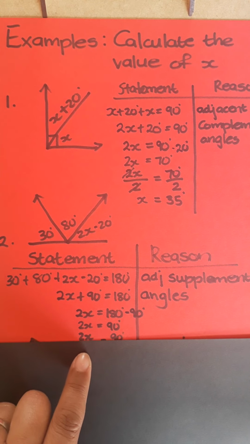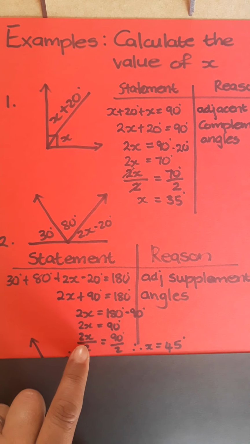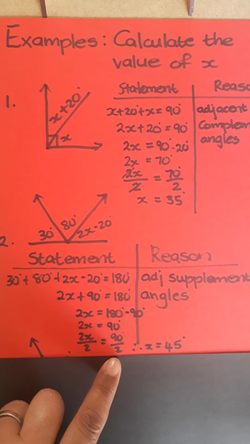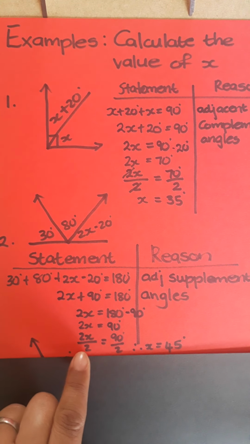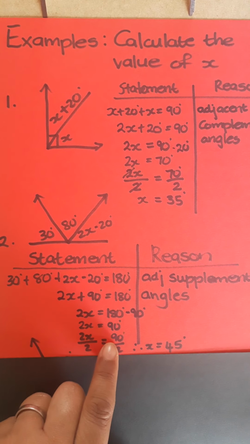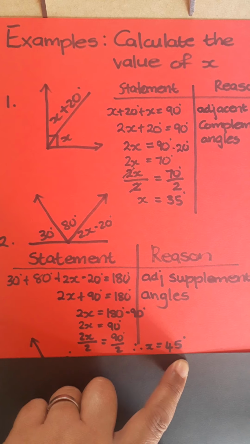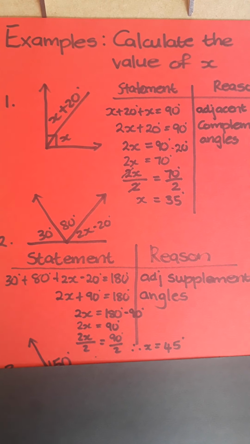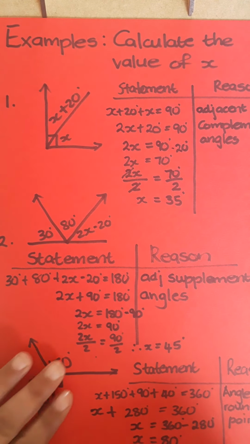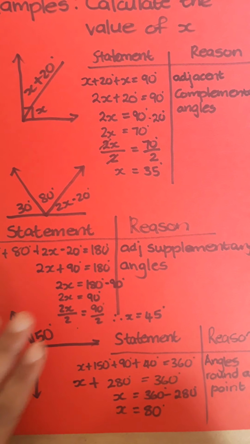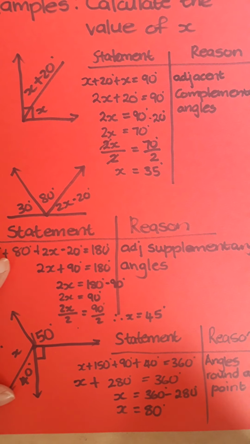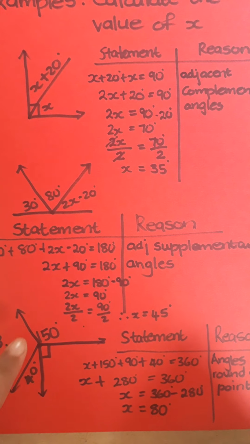I am solving for x, therefore I need to divide both sides by 2 because I want 1x. 2x divided by 2 is 1x. 90 divided by 2 is 45 degrees. I'm sure you think this is rather easy by now. So let's go on to our last example, which is, we have a little drawing there.